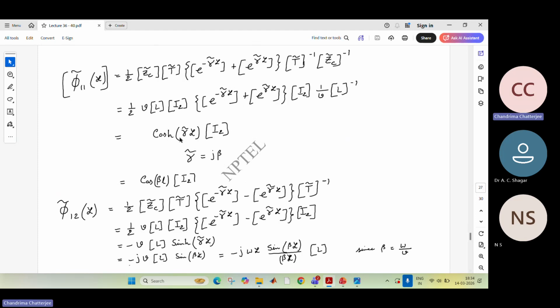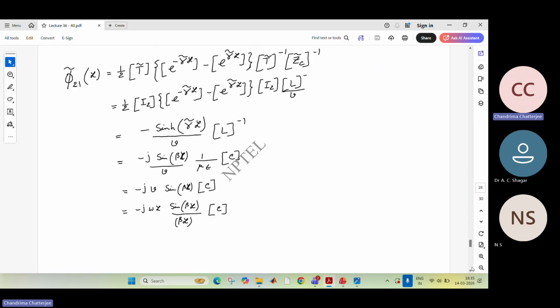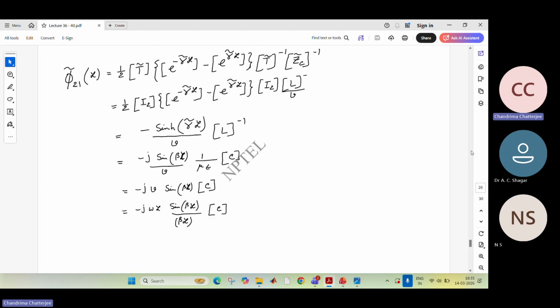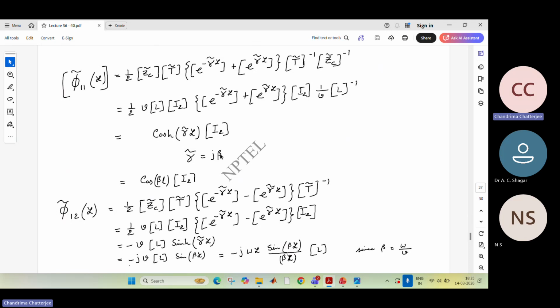See, this is cosh gamma L, and this is also cosh gamma L, where gamma is basically j beta, right? So this is j beta.